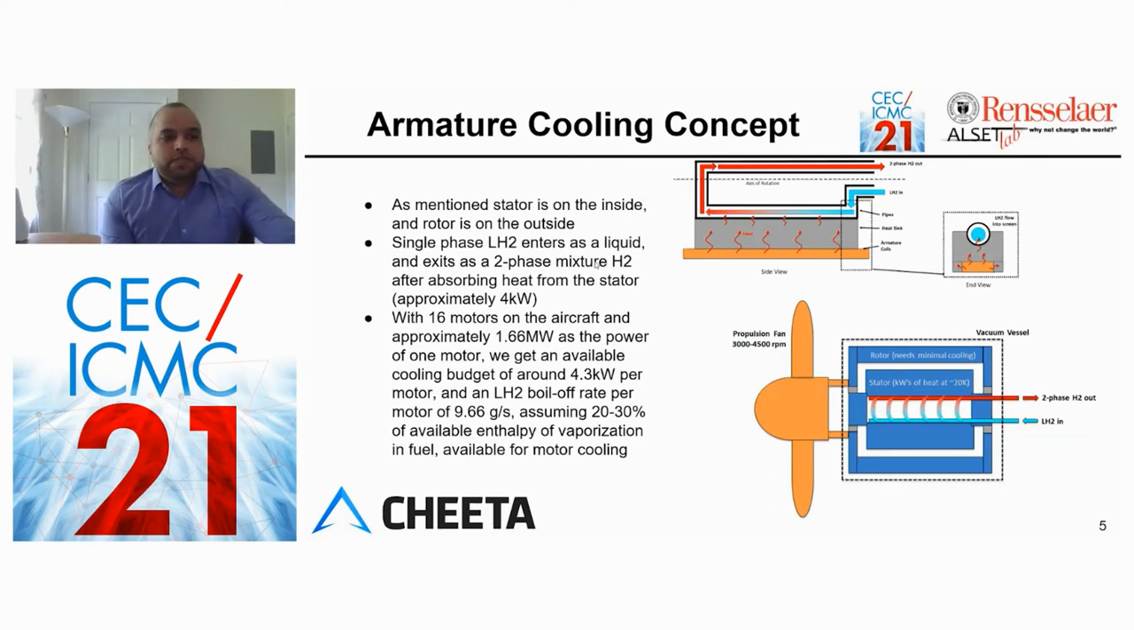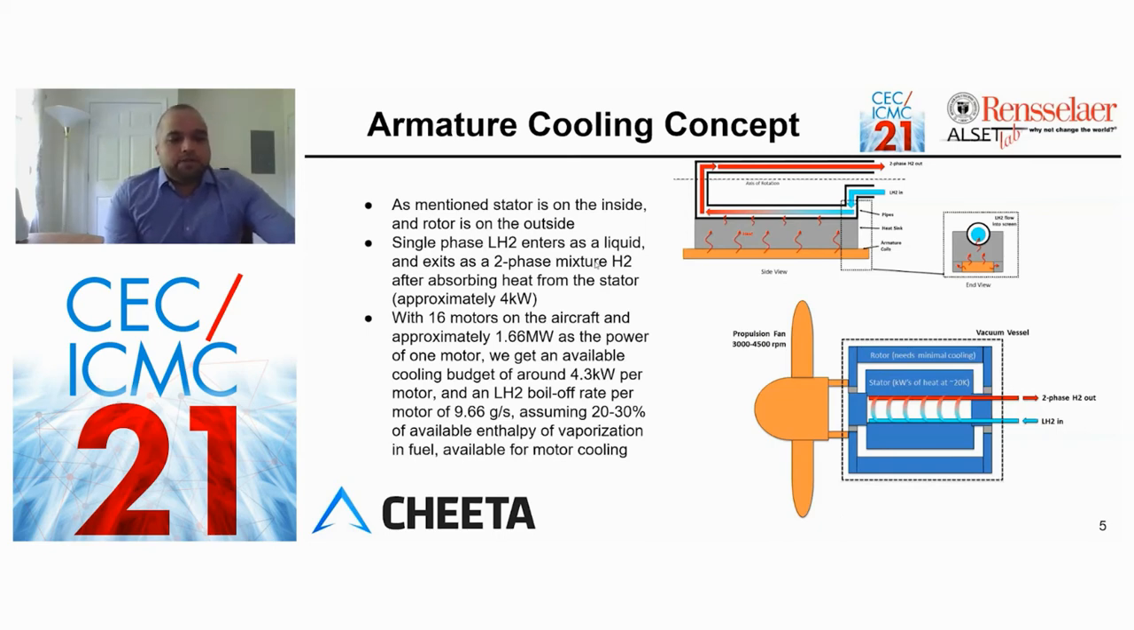Firstly, we have to calculate if this motor can be cooled by the amount of hydrogen we have on board. Using enthalpy of vaporization of liquid hydrogen and assuming 20 to 30% available to cool the motor, we calculated that with 16 motors and a power capacity of 1.66 megawatts per motor, we get an available cooling budget of 4.3 kilowatts per motor and a liquid hydrogen boil-off rate of 9.66 grams per second per motor.